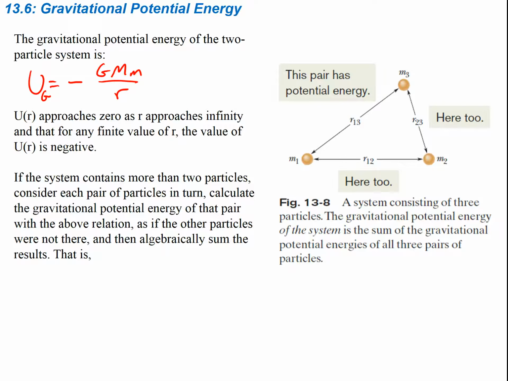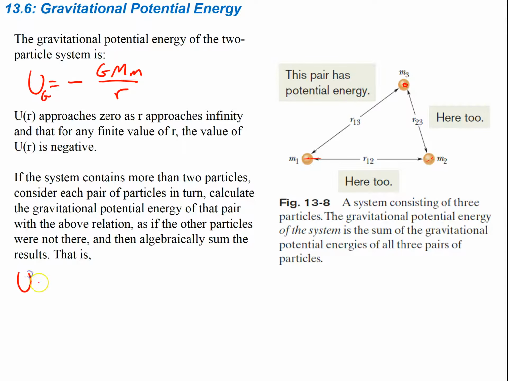So if the system contains more than two particles, so let's say you had a system over here with three particles, you need to consider each pair of particles in turn, calculate the gravitational potential energy of that pair with the above relation, as if the other particles were not there, and then algebraically sum the results. Basically you would find the relationship between these two masses, between these two masses, and between these two masses. And then you could just add them together.